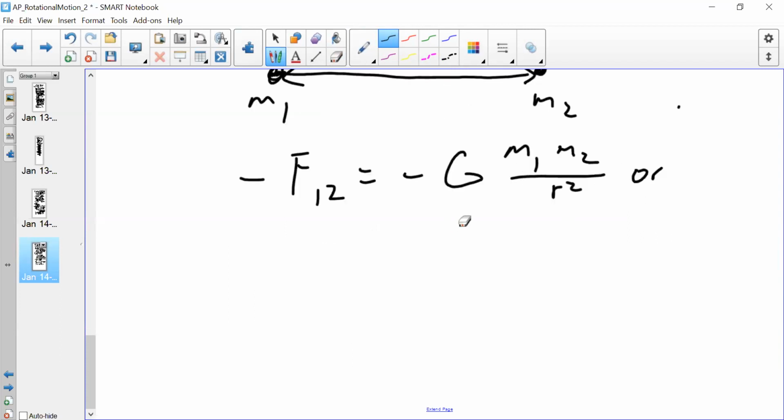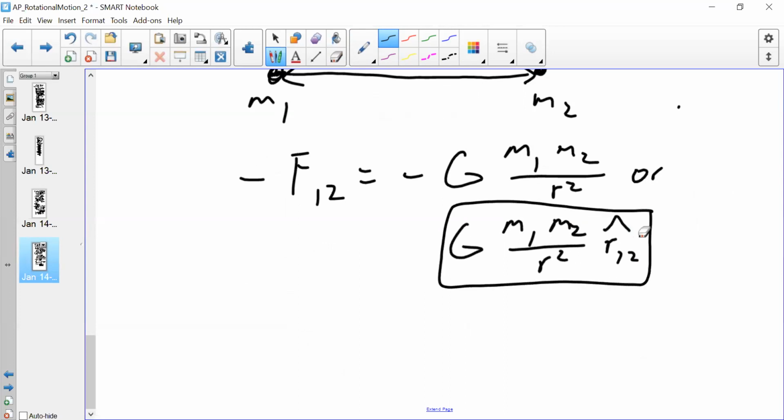Or we can say G M1 M2. This is just another way of saying what's going on up top. So this is the magnitude and it's pointing in this direction, or we can just say the conventional, maybe easier way, it's negative G M1 M2 over R squared to the left.